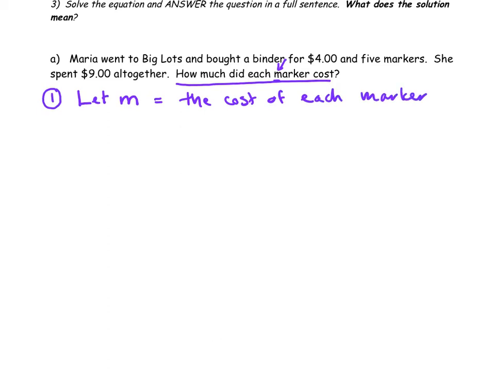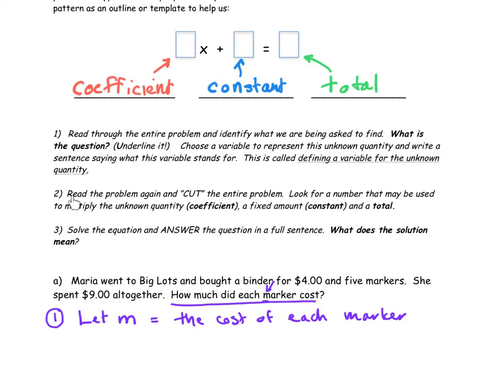At any point, you can pause and write this down. So now let's go back up to our step-by-step guide. Step 2 says, read the problem again and cut through the entire problem. When we say cut, it means we're circling and underlining and trying some kind of strategy. So we're going to look for a number that can be used to multiply the unknown quantity, a number that's working with our variable, and that's the coefficient. We're looking for a fixed amount, which is a constant, and we're looking for a total. From my point of view, I think the total is a little bit easier to find, and the coefficient is easier to find because I'm looking for something associated with a variable.